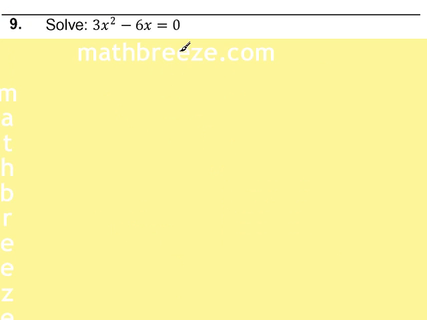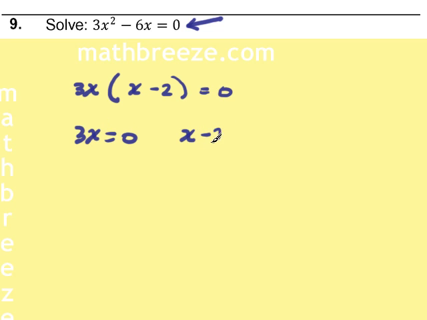Number 9 is already in standard form. We have that 0 on the right-hand side. Here we can just factor out the greatest common factor of 3x. So let's do that. We're left with x minus 2. And set each factor equal to 0 and solve. Here, divide by 3, we get x equals 0. Add 2, we have x equal 2. Two solutions.